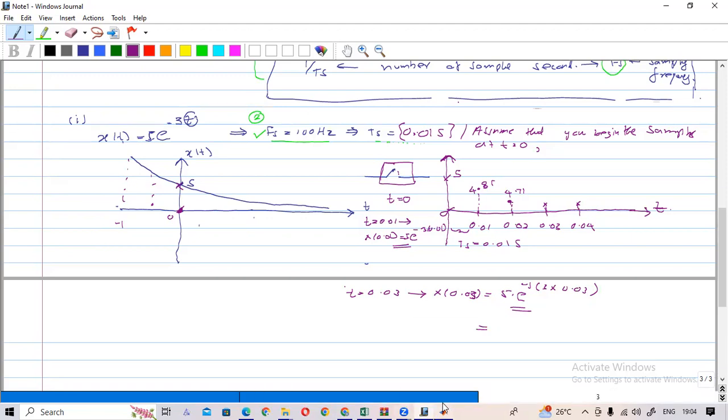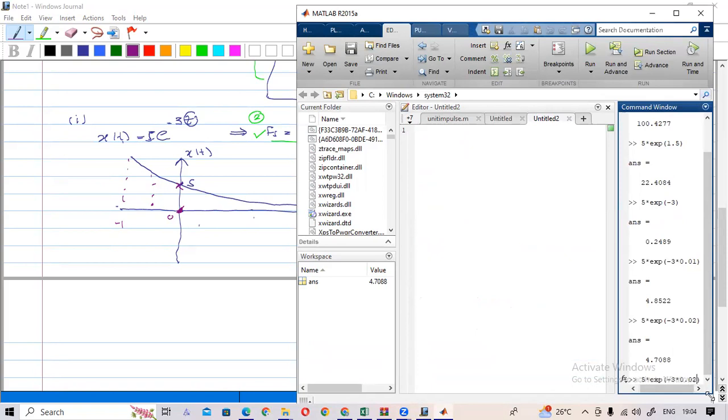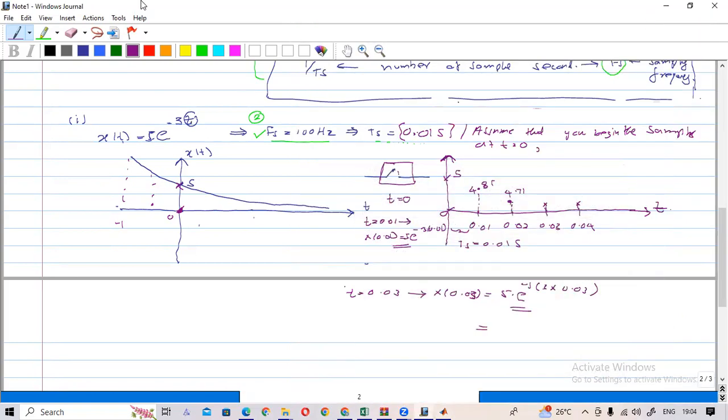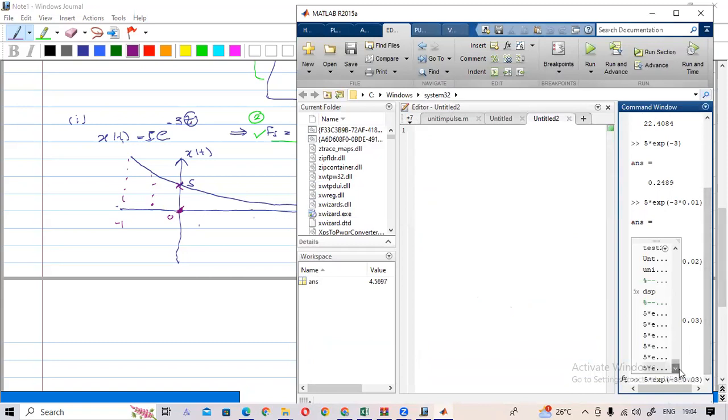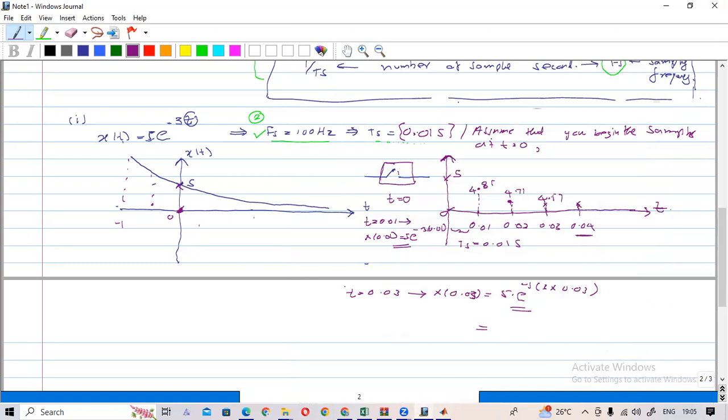If I use MATLAB to calculate that value, instead of 0.02, it will now be 0.03, okay? So the value is 4.57 actually, 4.576, okay? In the same manner, you can find the sample values. The next sample is at 0.04, so this value will be for 0.04, and using MATLAB, I can find it also. Now it will be 4.43. Same way, I am getting the sample again and again.